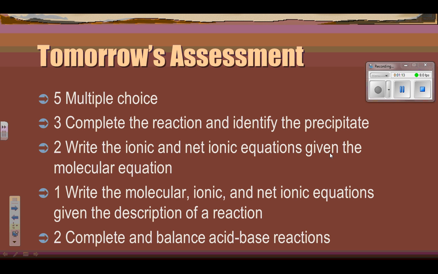But first, let's talk about the assessment tomorrow. We're halfway through the chapter roughly. Remember, this one's broken up into 2 assessments, so this is a pretty short assessment. 5 multiple choice questions, 3 equations where I give you the reactants and you complete the reaction and identify what the precipitate is in it, and then 2 where you write the ionic and net ionic equations, and then 1 where you write the molecular, ionic and net ionic equations if I just describe it to you, so just one of them where you have to change the formulas, and then finally 2 acid-base reactions. As you're going to see, acid-base reactions are fairly simple reactions.